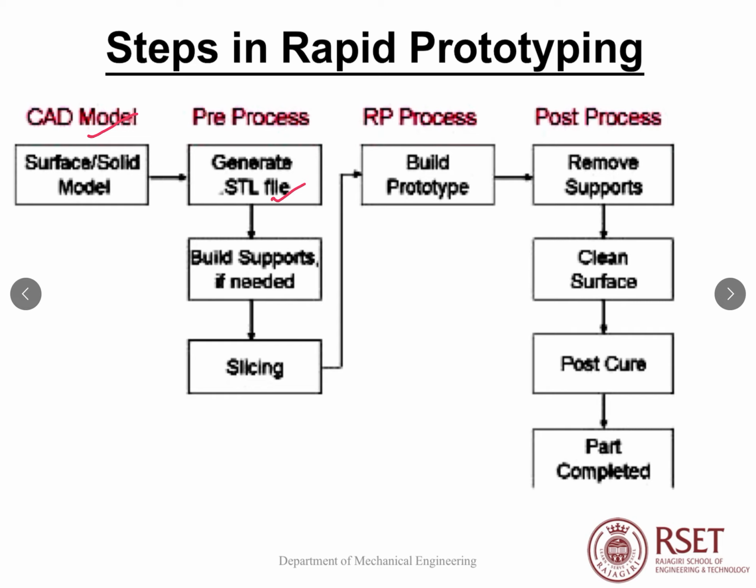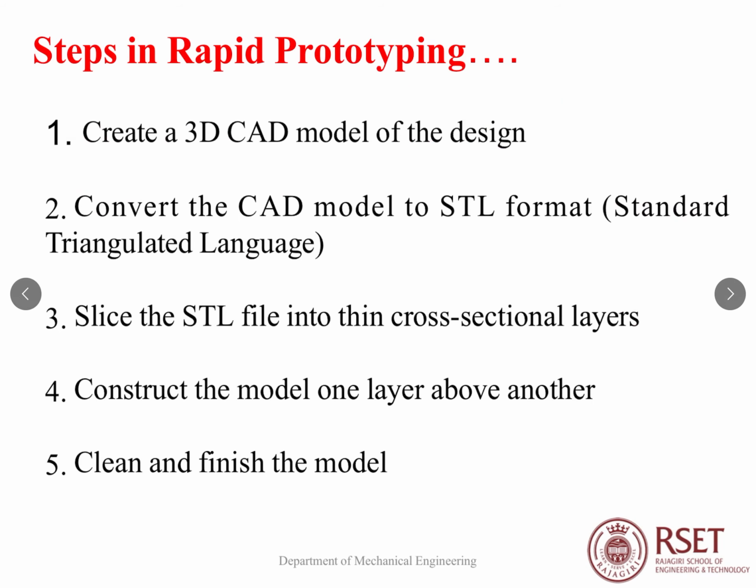Then slicing. A big component we cut into layers. As I said, rapid prototyping is additive, layer by layer manufacturing. We slice the entire component into small layers. Then we build the prototype using a suitable technique. Then we have post-processing: remove supports, clean the surface, and post-cure, where we heat or cure it once again. So the part is completed. These are the steps in rapid prototyping. I have written the steps once again.